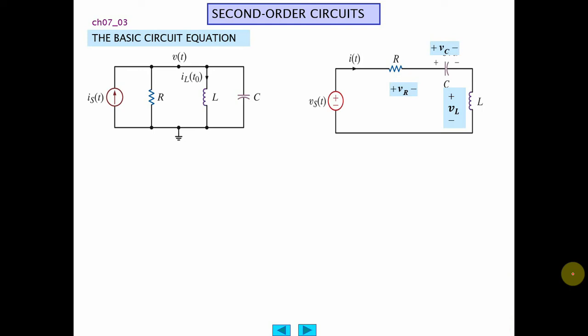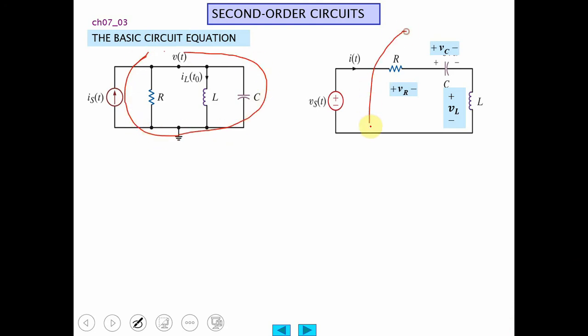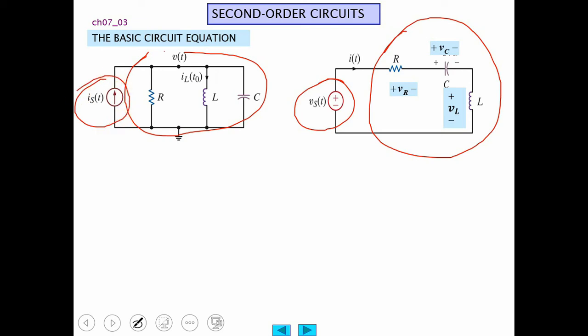So, we got two different types of circuits. One is where all the elements are in parallel, and one is where all the elements are in series. And we have a voltage source for the ones in series and a current source for the ones in parallel. Now by KCL, the currents have to sum to zero. By KVL, the voltages have to sum to zero. So let's go look through that.